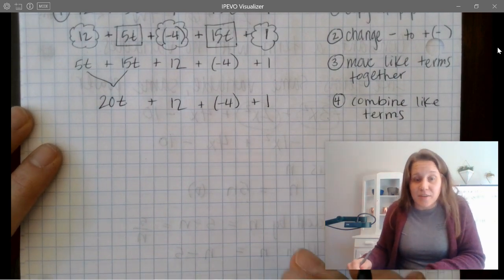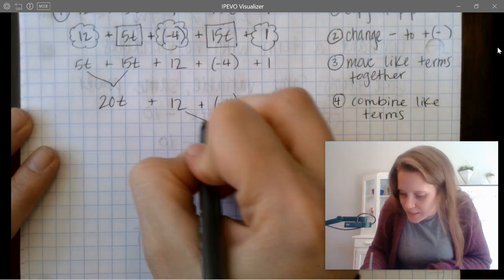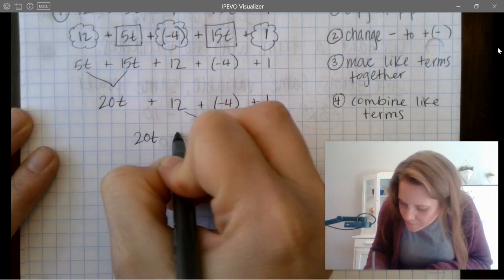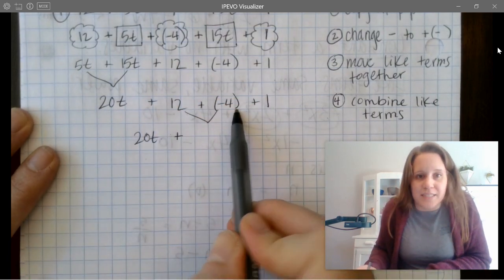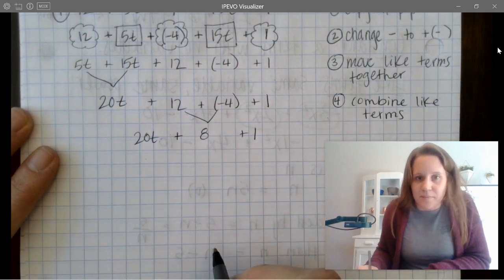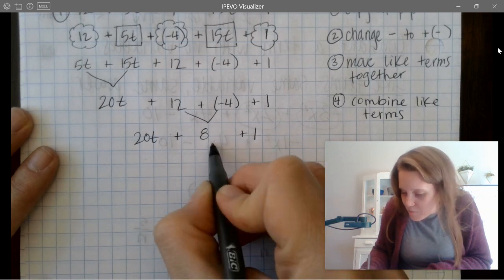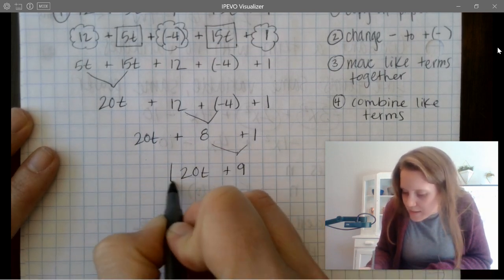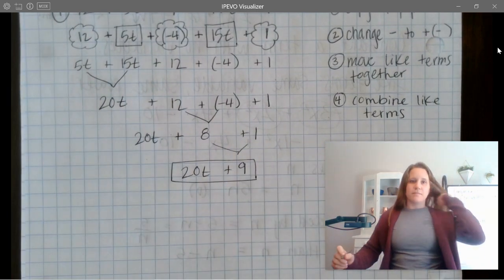I'm going to continue combining like terms. I keep my 20t the same now, but I know that 12 plus negative 4 is 8, and I still have that plus 1. One last step, I'm going to add the 8 and 1, combine the final like terms, 20t plus 9. Sweet.